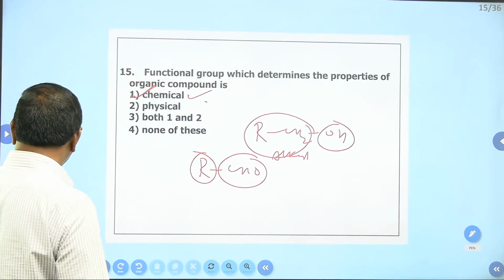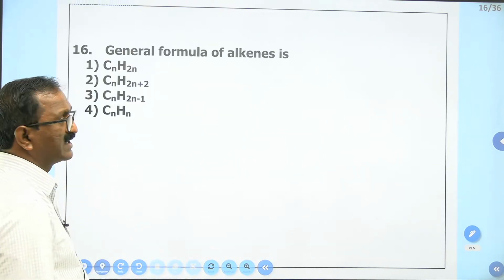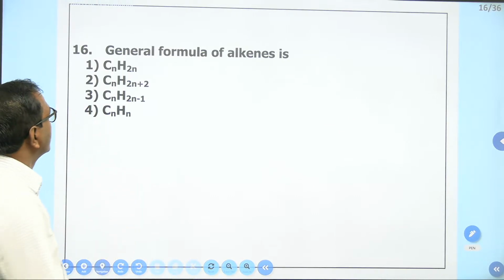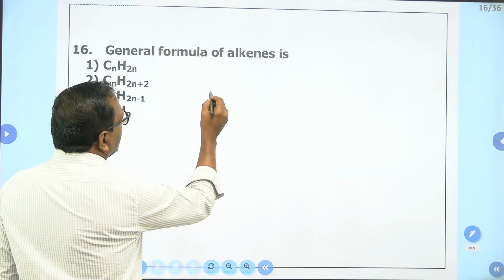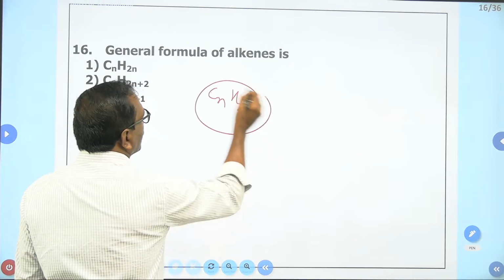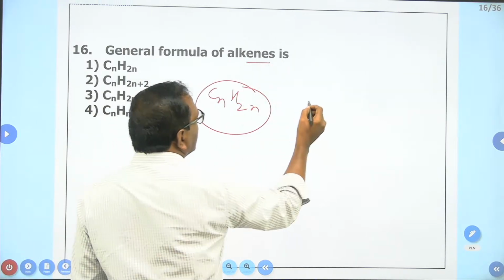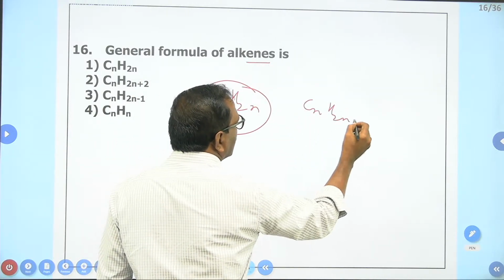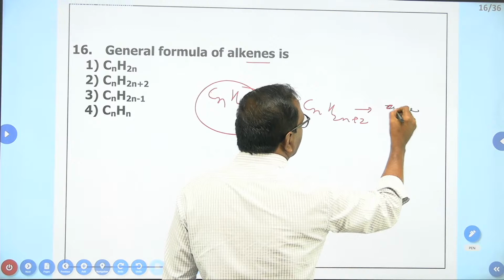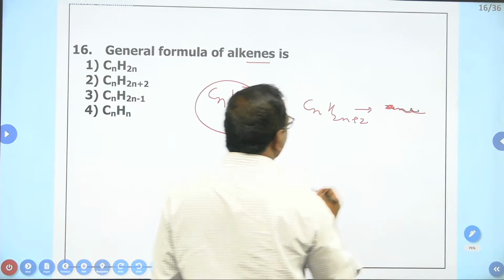Okay. Next question. The general formula of alkene is what? See now, CnH2n. This is the general formula of alkene. Suppose in place of ene, if ane is there, CnH2n plus 2. This is the general formula for ane compounds.